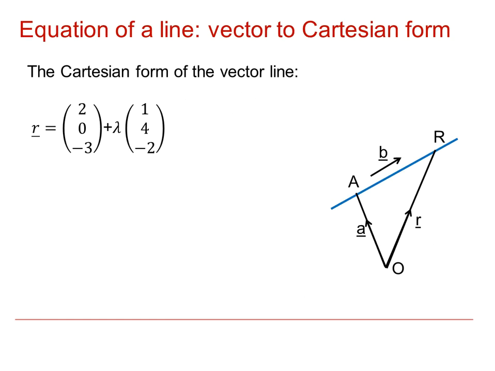And of course it's possible to shortcut that and go straight to our solution. So in this one here we can see that we've got x minus a1, that's x minus 2, over d1, which is 1, is equal to y minus a2, that's 0, so y divided by 4, is equal to z minus a3, so that's z minus negative 3, or z plus 3, divided by negative 2 is our Cartesian form. All of those coming from the fact that they are expressions for lambda.